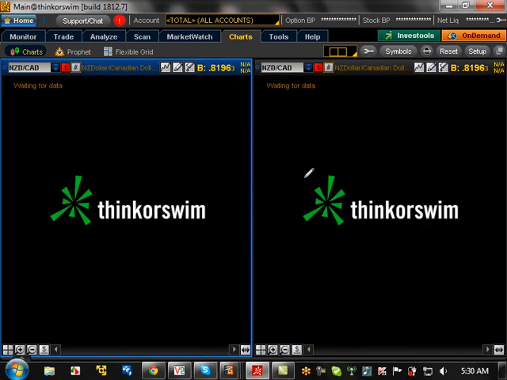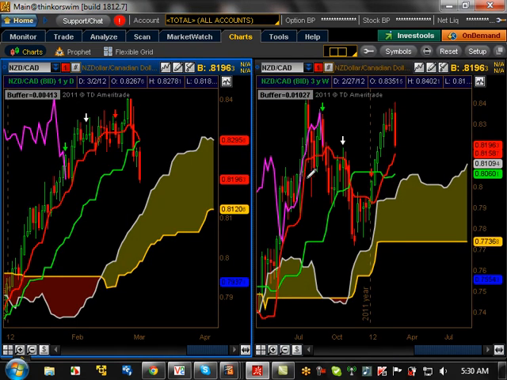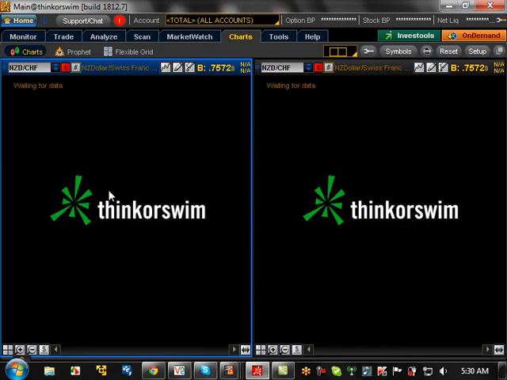New Zealand CAD. If you look at New Zealand CAD, nothing really going on here. This could be a potential double top here on a weekly. It's got to break 80.60 in order to basically confirm that. Nothing really much there.